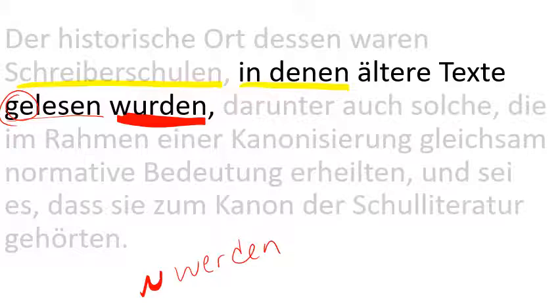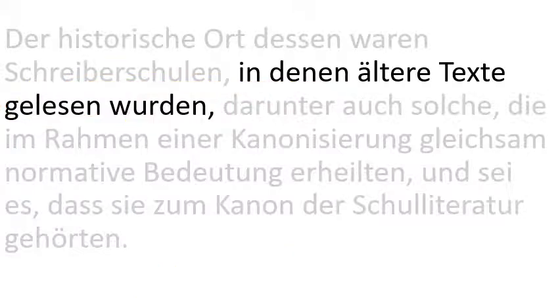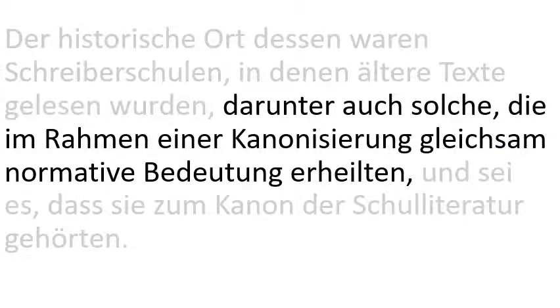So let's go ahead and finish this one. So in which older, don't miss the comparative morpheme here, in which older texts were read, including, this is a preposition, unter, which takes a da component on the front and sort of changes the meaning from under to mean something like including.